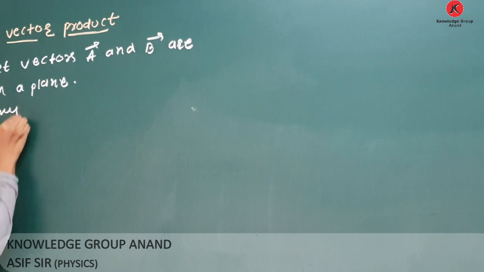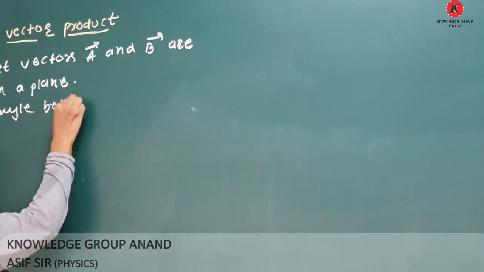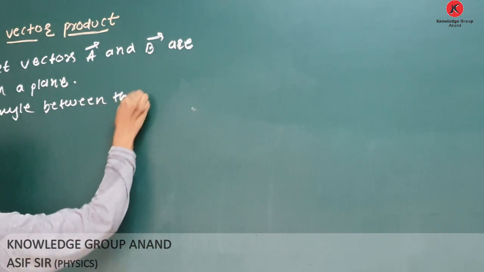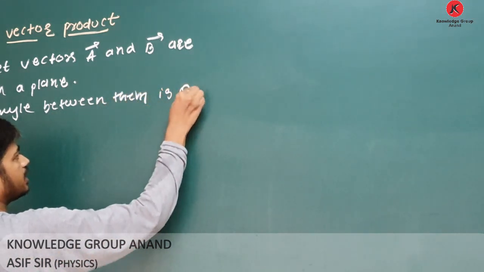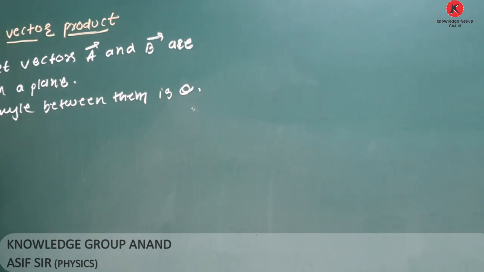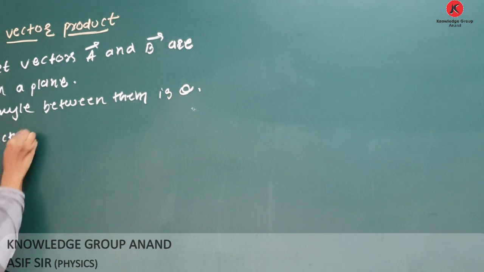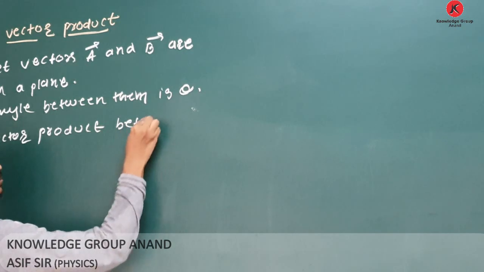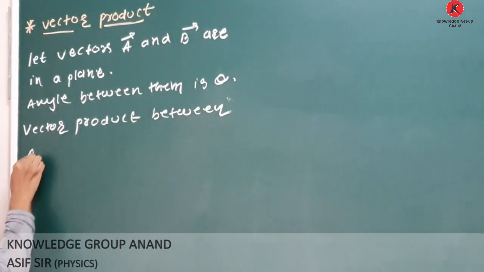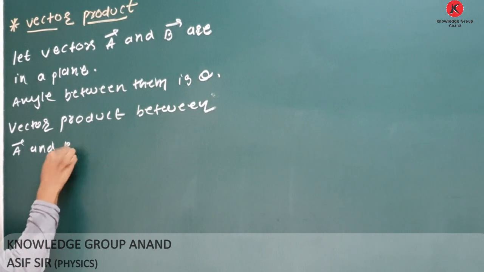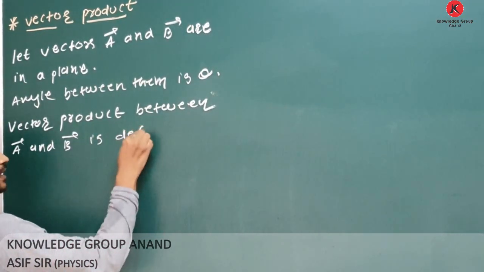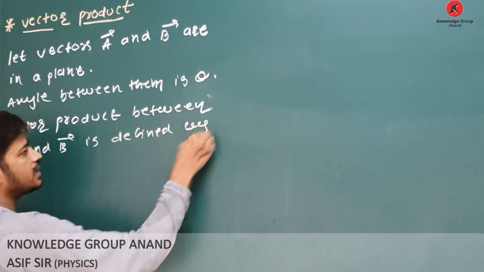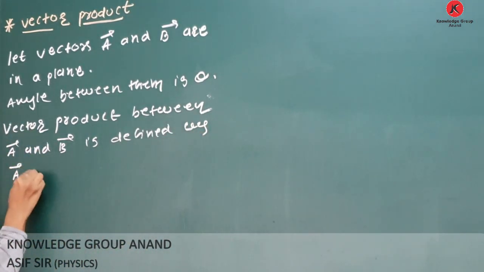The angle between them is theta. Then how do we find the cross product between them? The vector product between A and B is defined as A cross B.